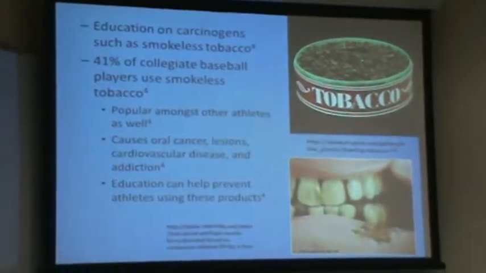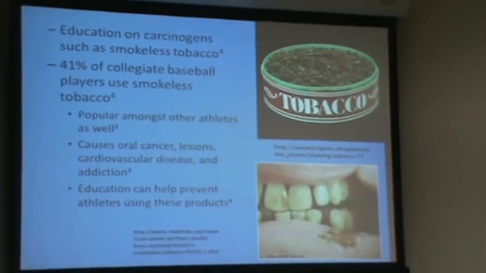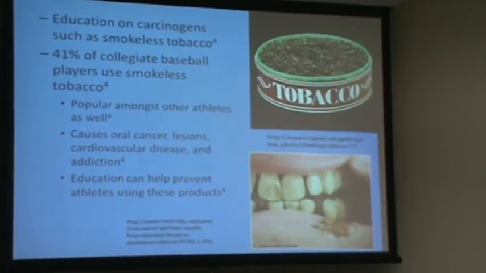Like Brian was talking about earlier with the carcinogens, smokeless tobacco is a huge problem in athletes nowadays. That statistic right there is really eye-opening: 41% of collegiate baseball players use smokeless tobacco, and you have to think that's a lot of people. It's also popular among other athletes as well, like lacrosse, football, and wrestling. It causes oral cancer lesions and cardiovascular disease in addition, and education, of course, is going to help prevent it more than anything else. And you can see the beautiful picture we have in the bottom right-hand corner.